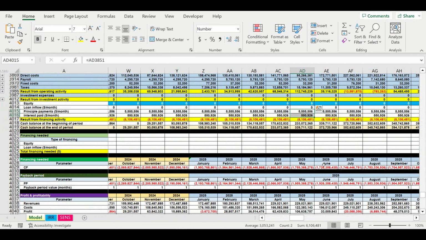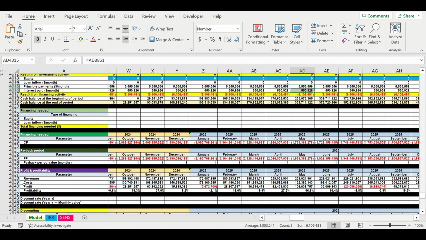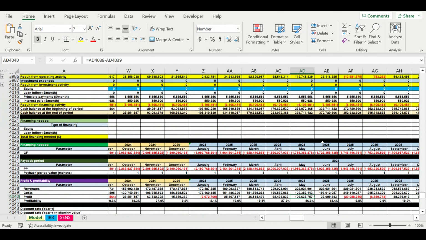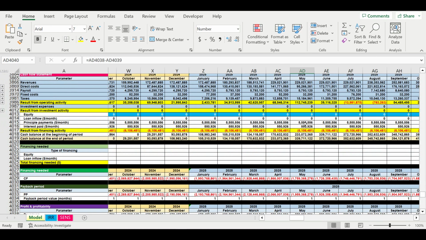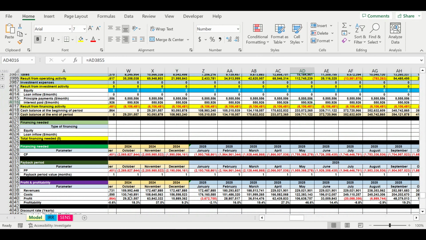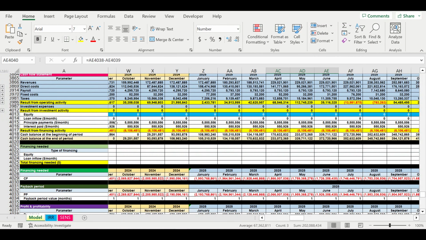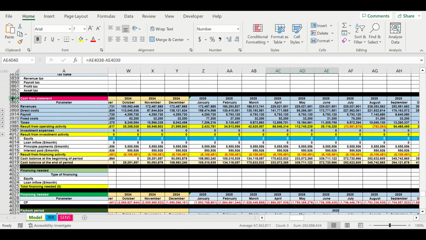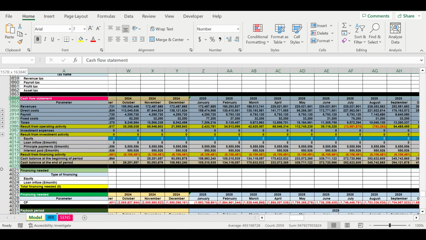And they also want to see what the actual profit is if we take into consideration the loan payments as well. So we take this value minus this, and we get the final value of the profit. So usually these are the first items that business owners want to see.